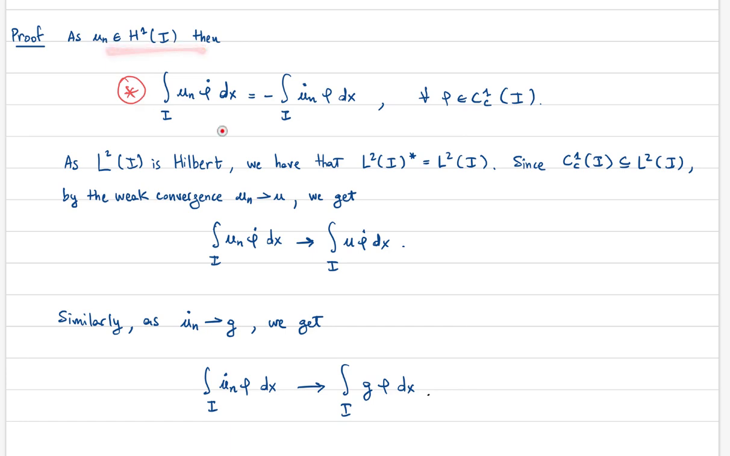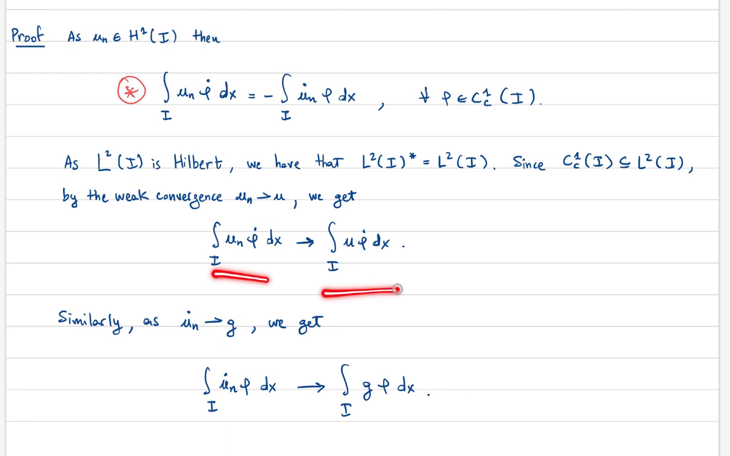Since u_n belongs to H^1, the formula of integration by parts holds: the integral of u_n times phi dot is equal to minus the integral of u_n dot times phi, for all test functions. Since L^2 is a Hilbert space, we know that the dual of L^2 is equal to L^2 itself. And since the test functions are contained in L^2, by the weak convergence, we get that the integral of u_n times phi dot converges to the integral of u times phi dot. Here I'm just saying that if I test u_n against something which is still in L^2, I must converge to the integral of u times the same thing I'm using here as a test function. I'm just observing that test functions belong to L^2, so I can use them in the weak convergence.